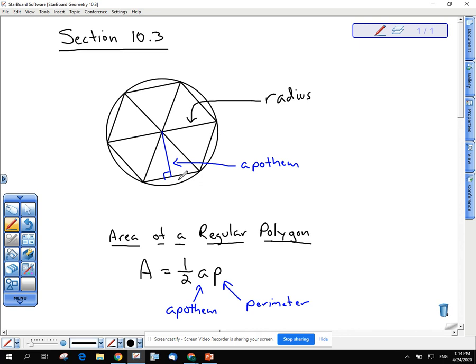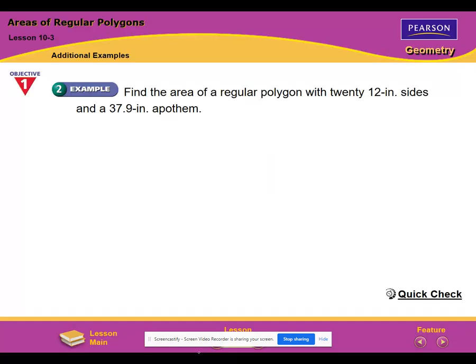One more thing before we do some examples is that this is one of the formulas that we would have given you. Okay, now you're only being assessed over Socrative assessments anyway, so you can certainly have your book and notes open for that anyway. But this is one of the formulas. If we were giving you quizzes and tests, this is one of the formulas that would have been given to you. Area equals 1/2 apothem times perimeter. All right, let's look at a couple of examples.